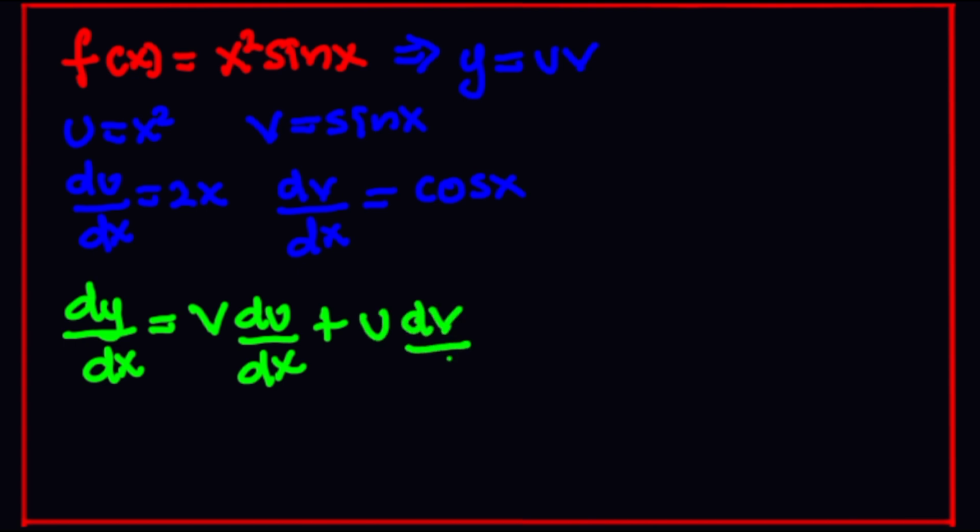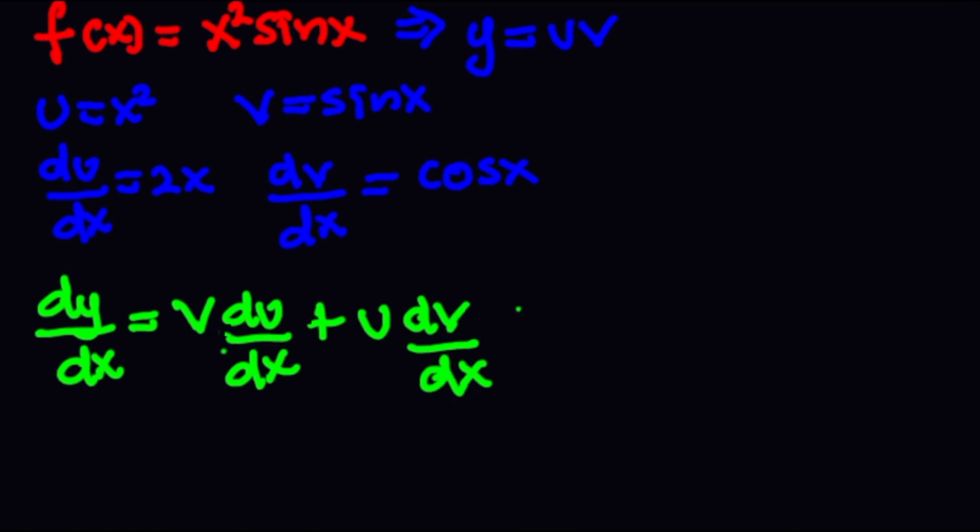That's what I'm going to have it to be. Now from that case, look at this v, the value of v. This implies that v is actually sine x, according to this diagram here. Then from there we have du/dx. du/dx is actually 2x.